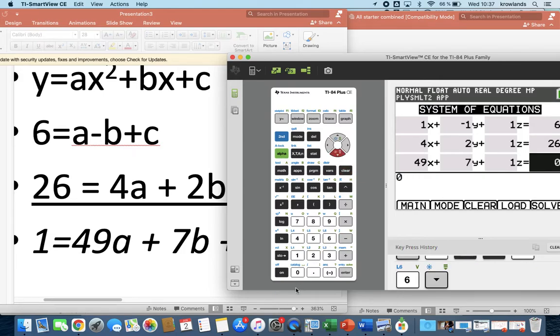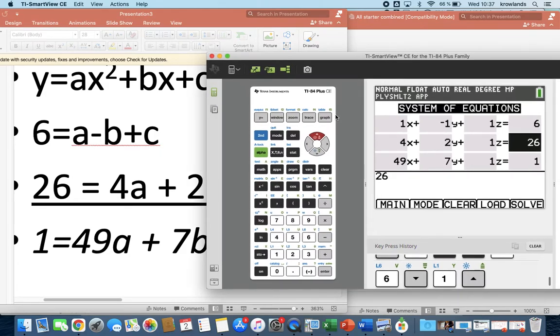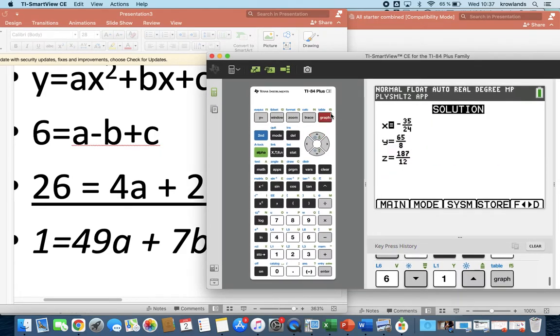And then finally, I'm going to scan through to see if they all look correct. 6, 26 and 1. The c's are all 1, which is our z. Minus 1, 2, 7. Great. 1, 4, 49. That's really important to do in the exam. Click graph. Now here are our answers.